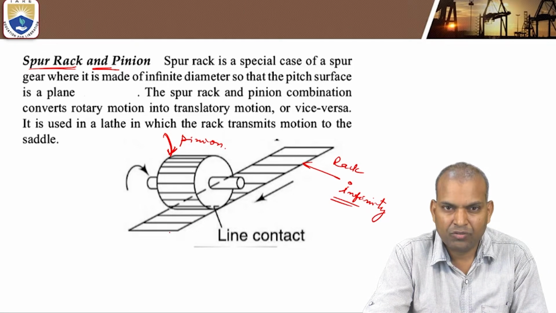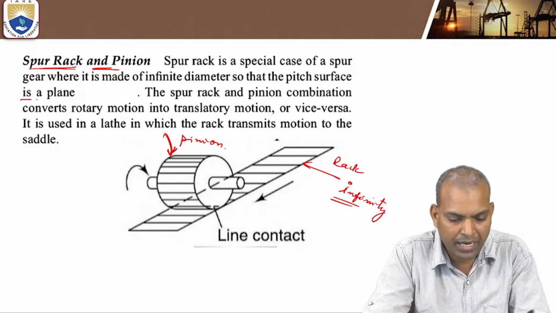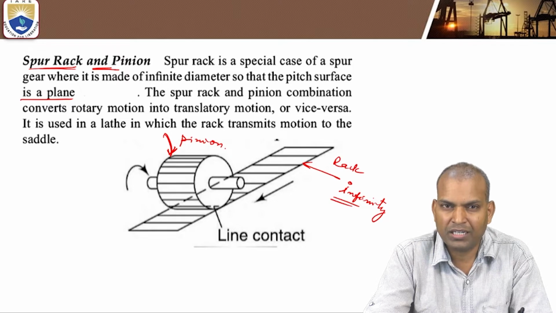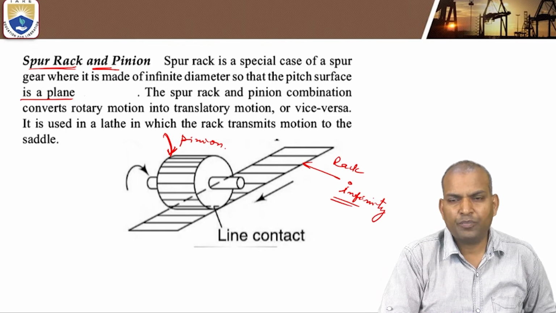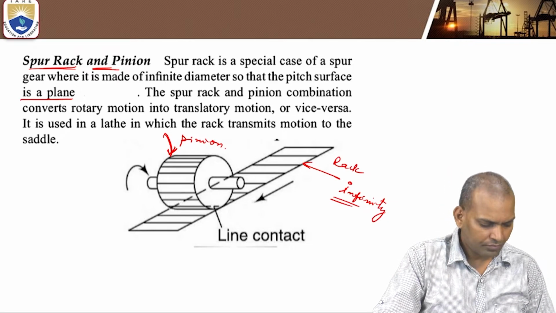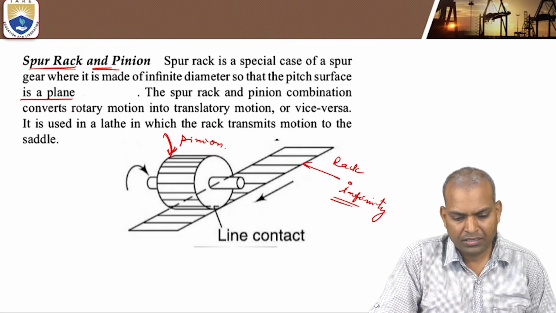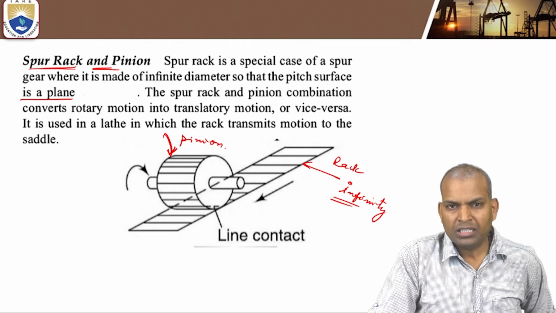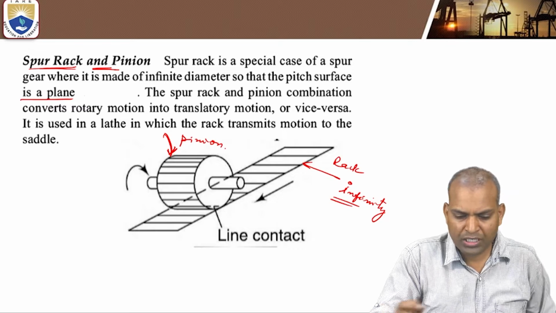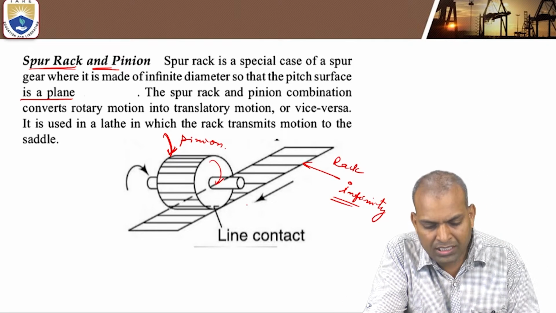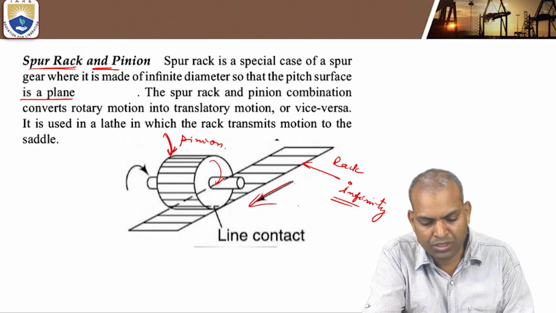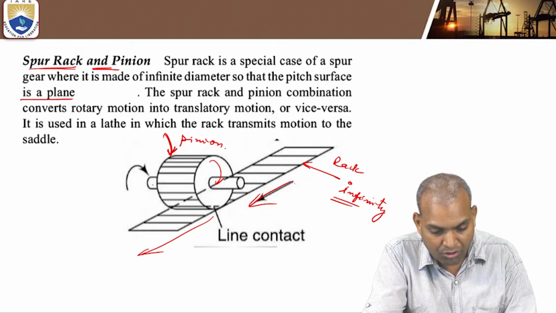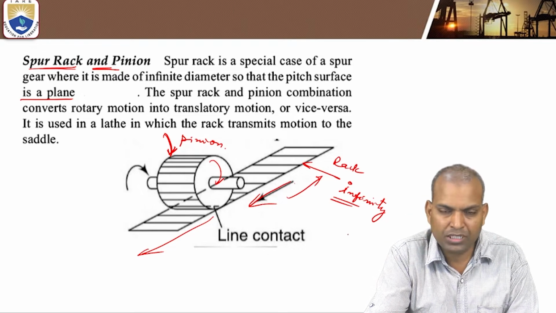So what type of pitch surface is it? The pitch surface is a plane. Why is it a spur rack and pinion? The spur rack and pinion converts rotary motion to reciprocatory motion. The rotary motion of the pinion is converted to reciprocatory motion. If it is clockwise, the rack moves toward the left direction. If it is counterclockwise, it moves toward the right direction.